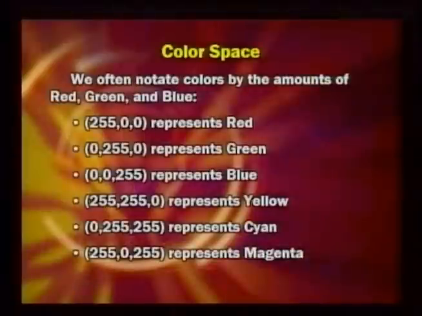When we're talking about colors on the computer, we measure them by the amounts of red, green, and blue, and we notate it with three numbers, the first being red, the second green, and the third blue. So 255,0,0 is a fully saturated red, 0,255,0 is green, 0,0,255 is blue, and so forth. You've also got your opposite colors, the secondary colors, down at the bottom.